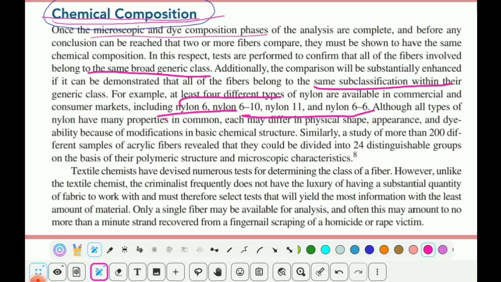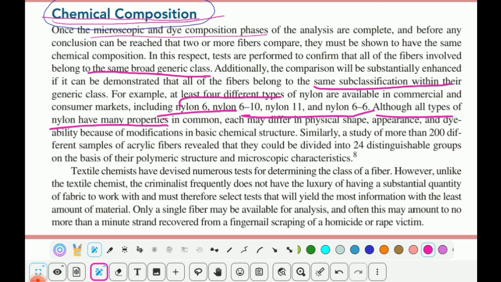Like here, four different types of nylon are available in different forms: nylon 6, nylon 610, nylon 11, and nylon 6,6. You must know that nylon is manufactured solely in a factory. It has nothing to do with naturally obtained raw material, so it is a synthetic fiber.